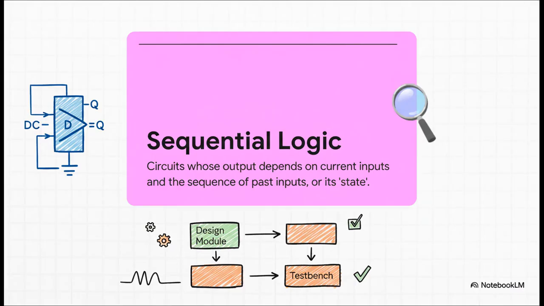The logic gates we just saw, they're called combinational. They have 0 memory. Their output depends only on the inputs at this very instant. Sequential logic is different. It has memory. What it does next is influenced by what happened in the past. This is the absolute foundation of computer memory, right here.